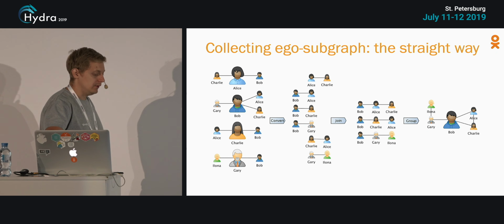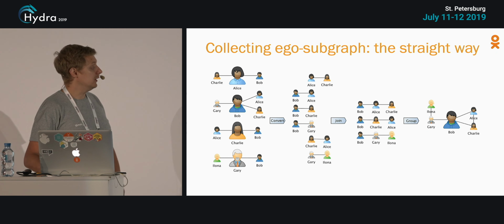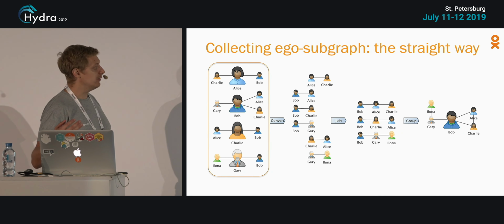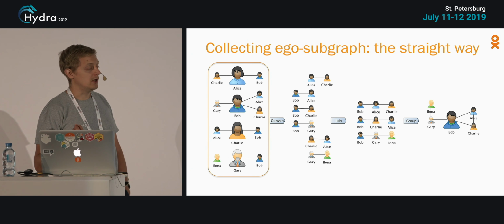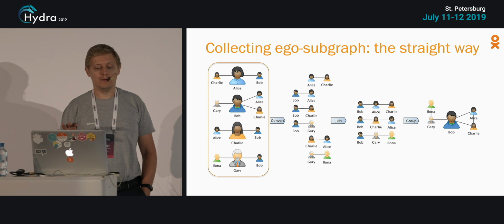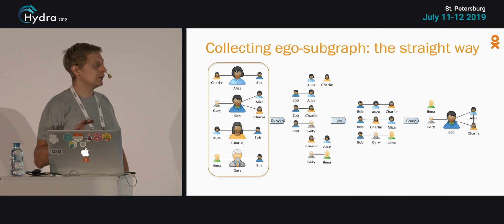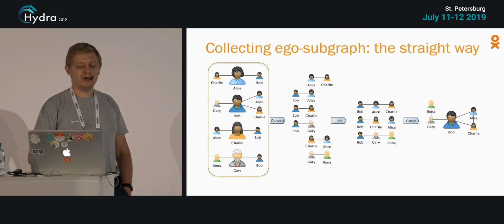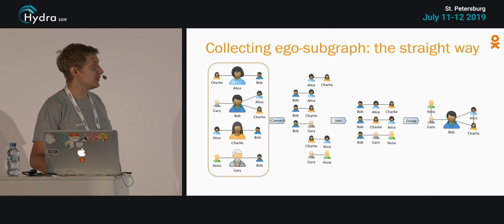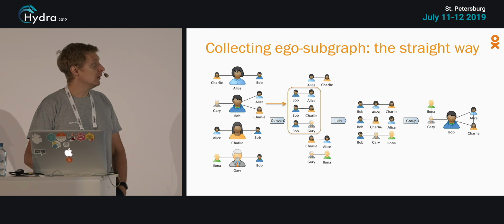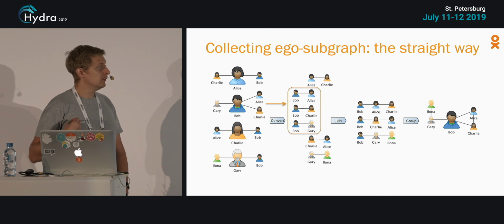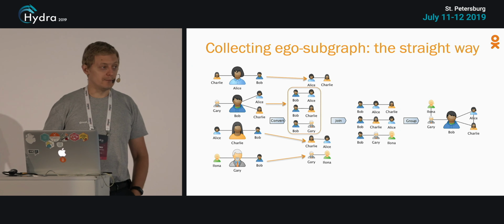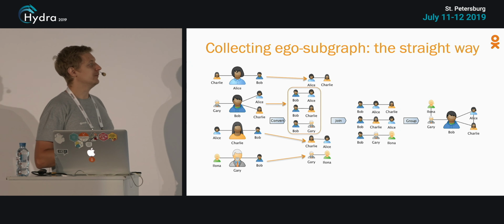Let's try. We will take a look at a bit simplified example. We have a graph. Initially, it's represented just as a table where each row is a user as a key, and a set of his or her friends. And we want to construct the ego subgraph. First, the straightforward way is to convert the initial representation into two sets of pairs. The first set of pairs is a user and his friend, for all the pairs. And the second set is a friend and a user he's friends with.